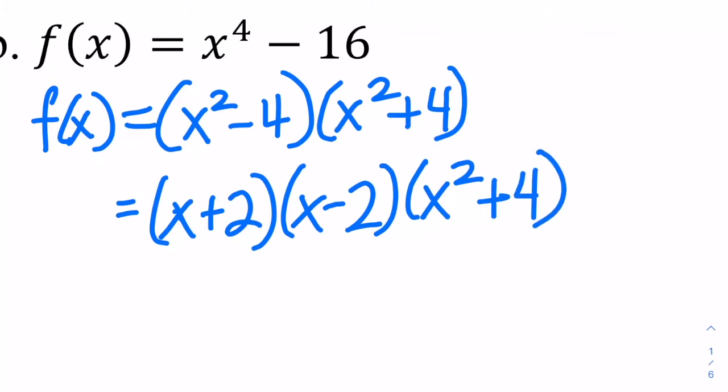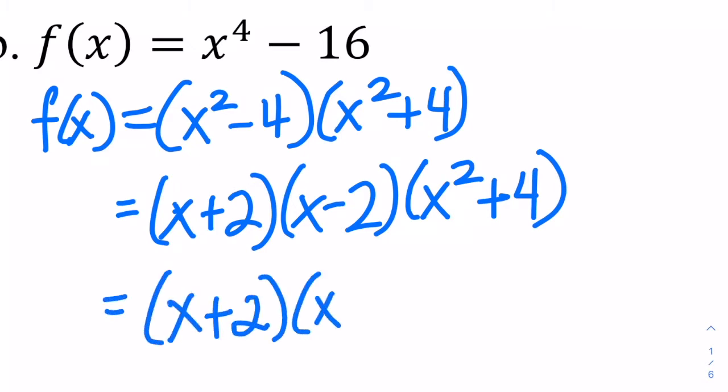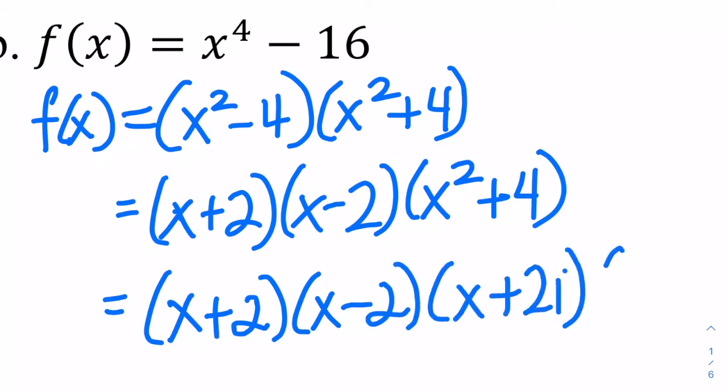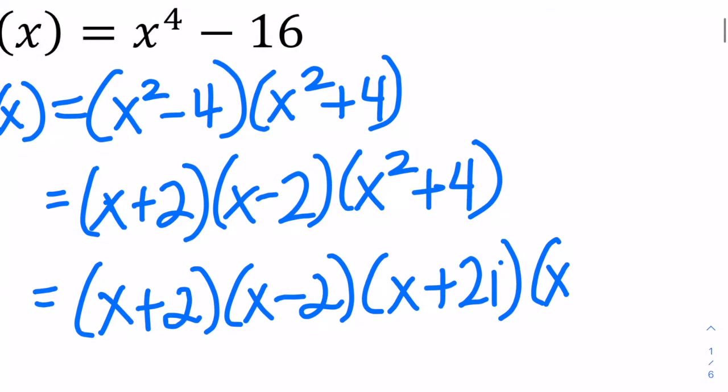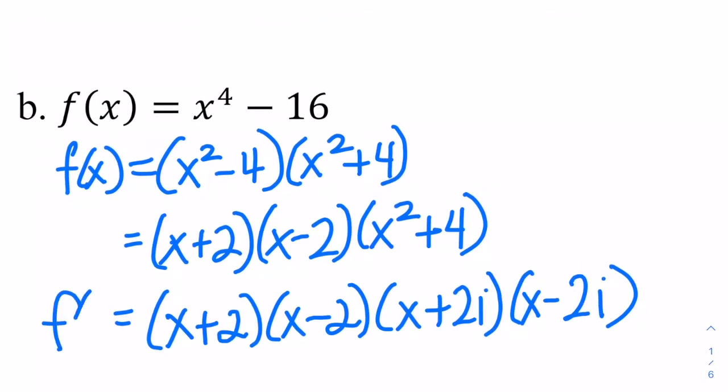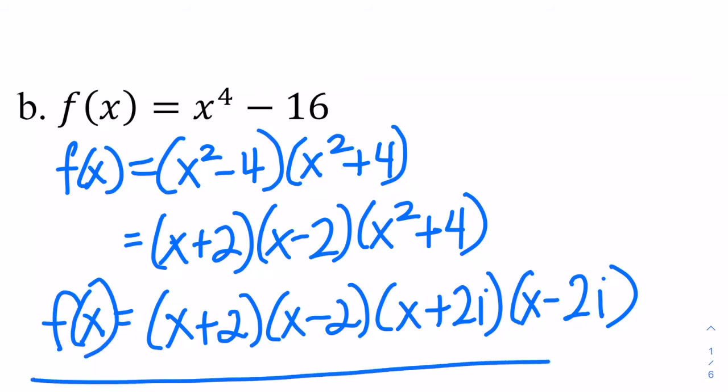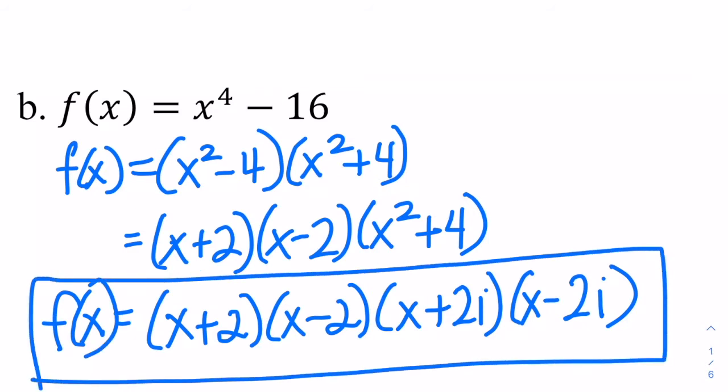But we know that we can factor x squared plus 4 into 2 imaginary roots, so that's going to be x plus 2, x minus 2, x plus 2i, and x minus 2i. And that's going to equal f of x. So whenever I give the linear factorization, I always make sure I write what is on the other side of the equal sign. Is it f of x, g of x, whatever we're talking about. Okay, so we knew that there was 4 factors because of that degree.